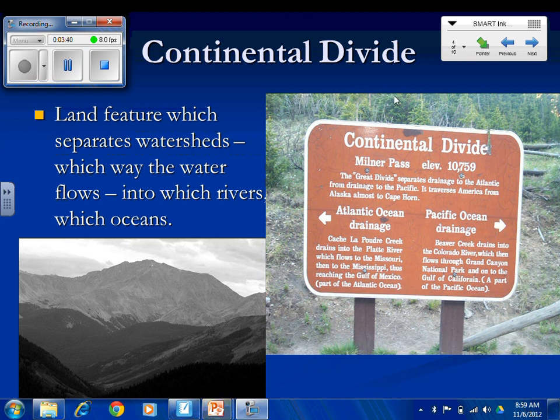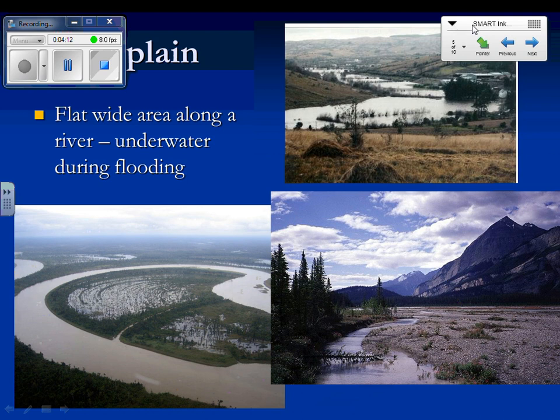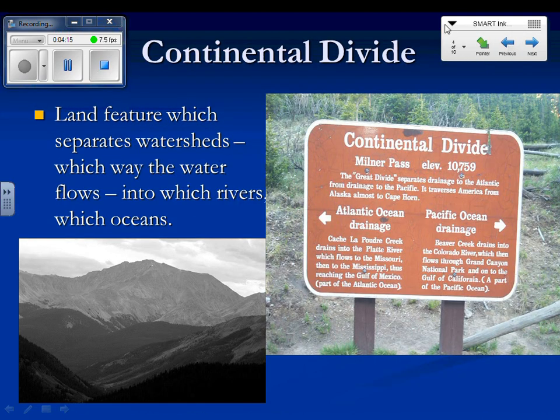And so you see here, we have many places in Colorado where you can go see the continental divide. Right here it says Atlantic Ocean drainage. The Cache la Poudre Creek drains into the Platte River, which flows into the Missouri, then to the Mississippi, then reaching the Gulf of Mexico, which is part of the Atlantic Ocean. And then up here, the Pacific Ocean drainage. Beaver Creek drains into the Colorado River, which flows through the Grand Canyon National Park onto the Gulf of California and onto the Pacific Ocean. Yeah, the Gulf of California, that's between Baja California and Mexico.